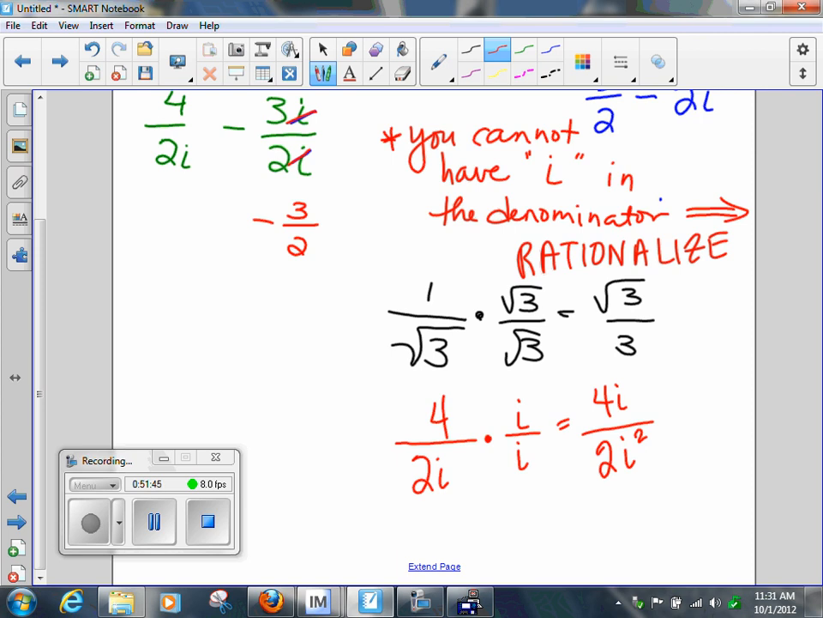What's i squared? -1. So we're going to say 4i over 2 times -1, which is 4i over -2. And then, folks, what's 4i divided by -2? -2i.